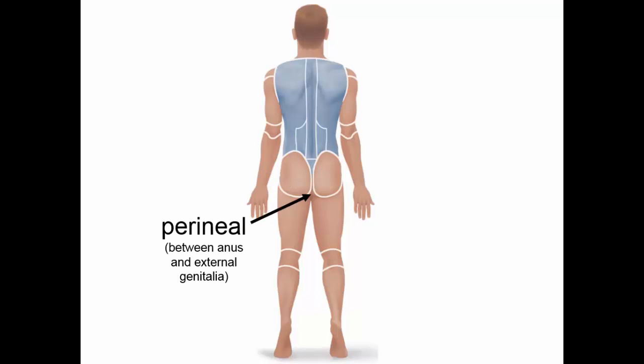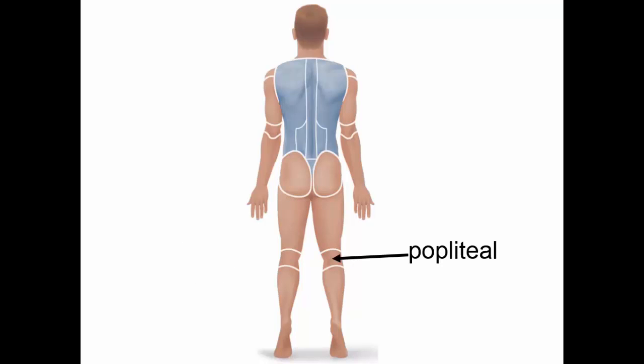The perineal region is actually on the bottom of your body. It's the area between your anus and your external genitalia. Popliteal is the back of the knee, and calcaneal is your heel. The bottom of your foot is the plantar surface.